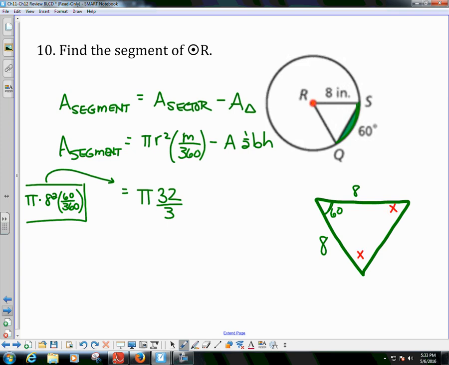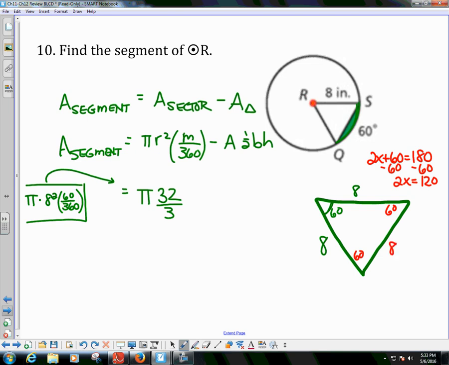So I can say x plus x plus 60 equals 180. So I'm going to say 2x plus 60 equals 180. I'm going to subtract 60 from both sides. 2x equals 120, which means that each one of these x's is 60 degrees. Great. Now we have proven to ourselves that this is an equilateral triangle, and I know that this side over here is 8.